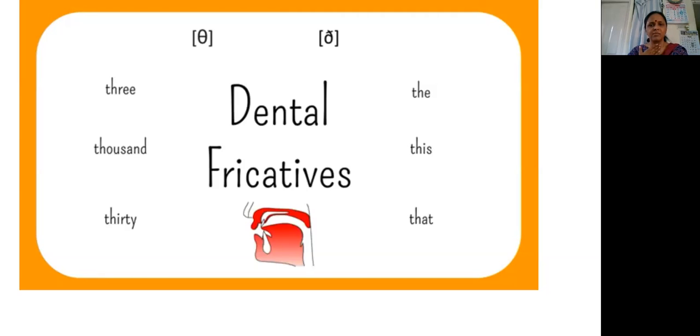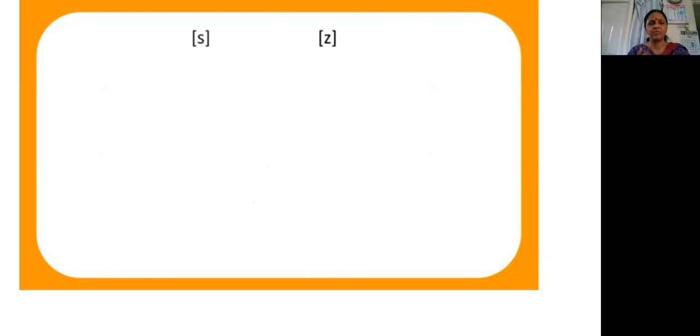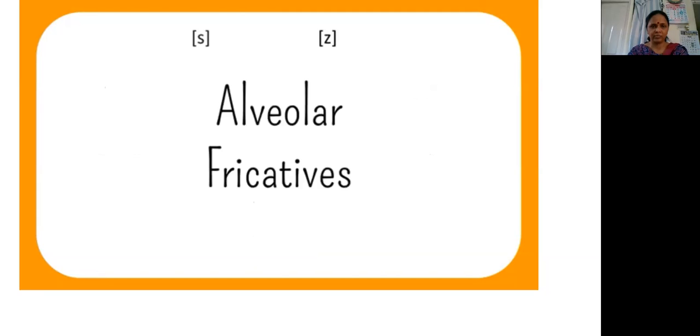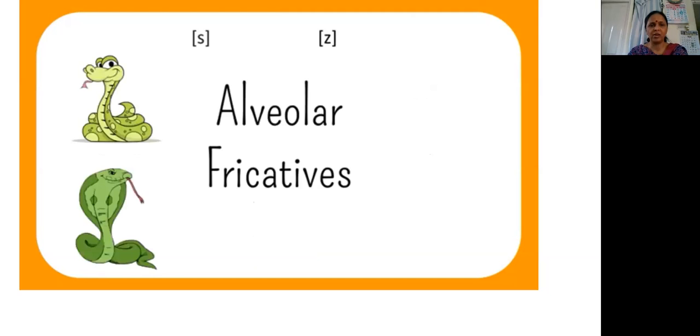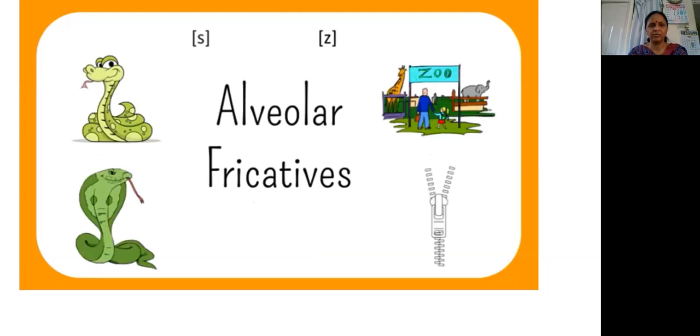We're back onto sounds now where the IPA is the same as their Latin letters. These are the alveolar fricatives. S is the hissing sound in snake or serpent, and z is the buzzing sound in zoo or zip. These are the alveolar fricatives, and they occur when you raise the tip of your tongue to the alveolar ridge, just behind the upper teeth.